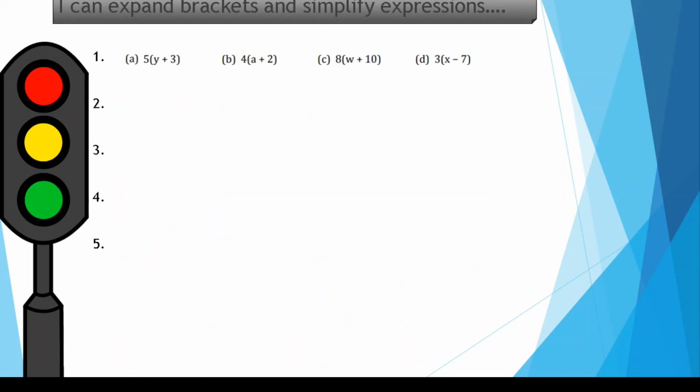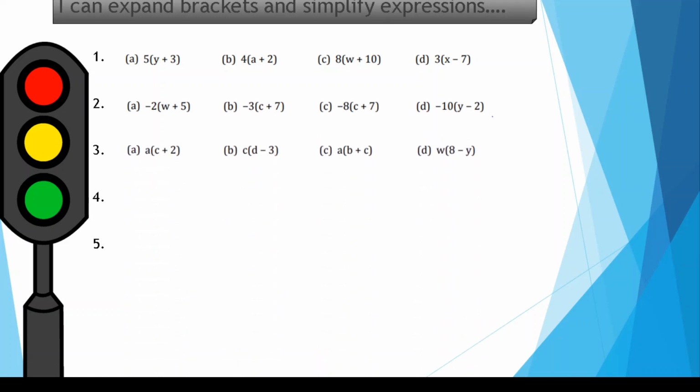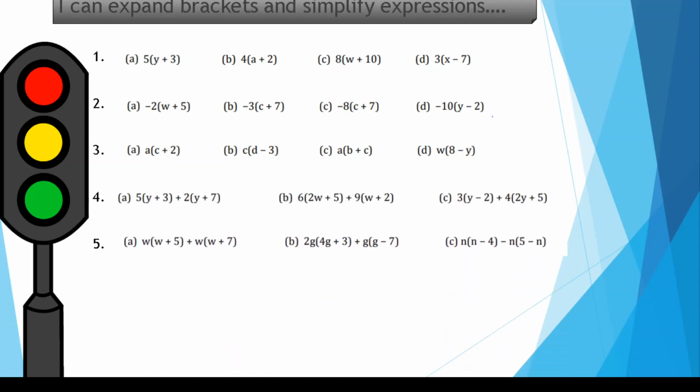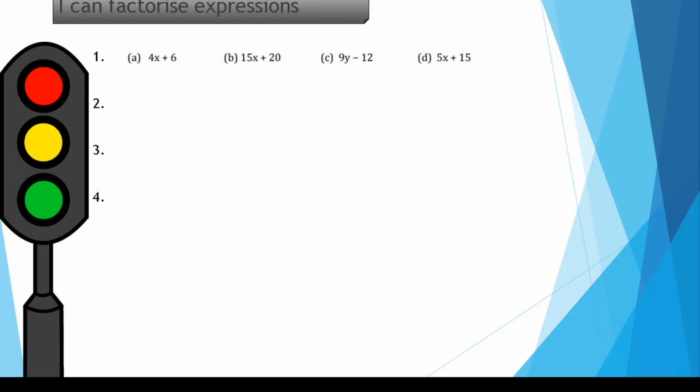Moving on. So we look at, I can expand brackets and simplify expressions. Now, if you look at this, question 1 is quite basic. Question 2 includes negative numbers because students do get confused there. Question 3 has letters outside the brackets. Question 4 and 5 have two brackets there, expand the brackets, and then simplify. So do the questions if you feel confident that you can do those kind of questions. If not, revise and then come back and do the questions.